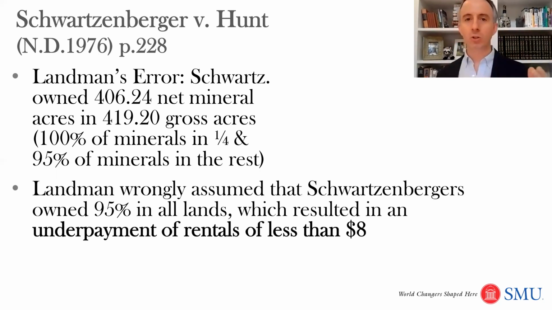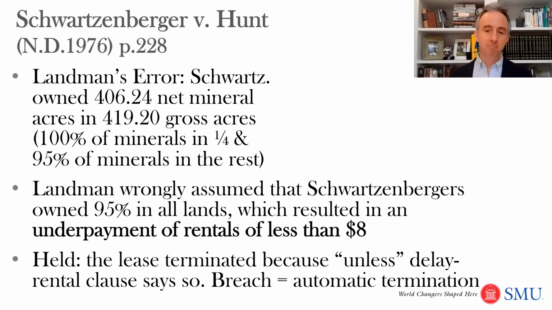The landmen wrongly assumed they had 95% of minerals in everything, and so there was an underpayment of rentals of less than $8. The court says, you know what, it's only $8, but the unless clause says if you don't make the payments correctly, we have automatic termination, and that's what happens here. So as you can see, there can be a really bad outcome if you pay those delay rentals wrong. And what I can promise you is that every company that has a bunch of leases has some that use delay rentals, and they have very sophisticated systems to make sure they never make this kind of mistake. You don't want to lose a whole lease over $8.